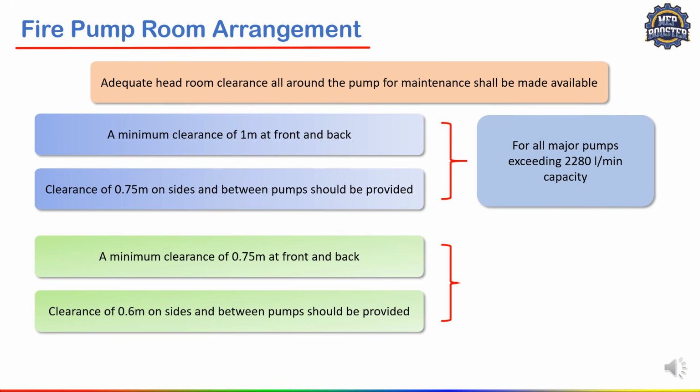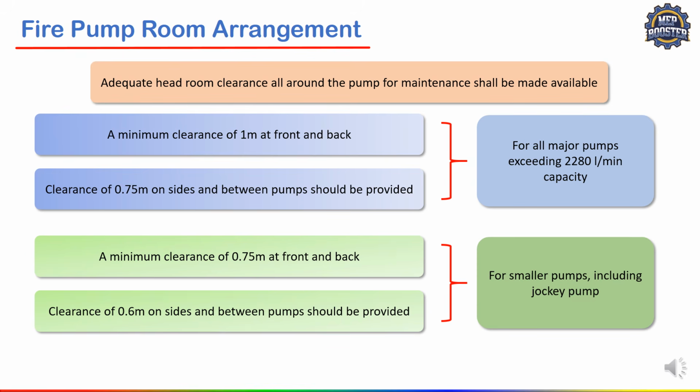Same way, here for smaller pumps including the jockey pump, the minimum clearance is 0.75 meter at front and back, and a clearance of 0.6 meter on the side and between pumps should be provided. Okay.